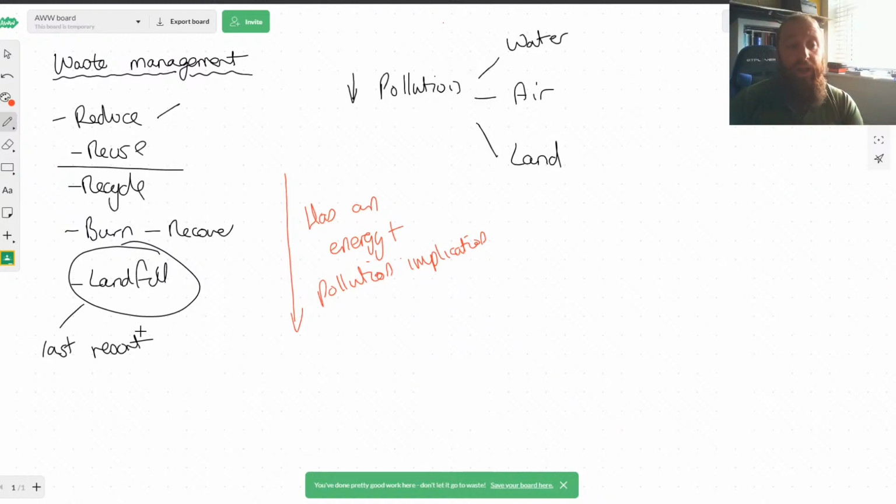If we can't recycle it, a lot of different types of waste material we can actually then burn. And when we burn them, although we get the gases that get given off, which will increase pollution levels, we can actually use the energy to heat water to generate electricity. So it's not as bad.